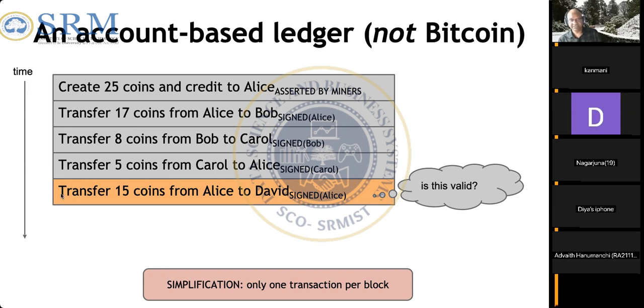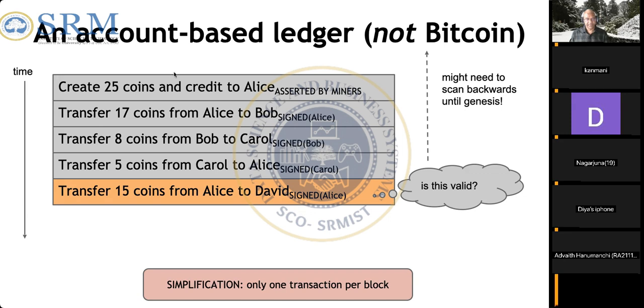So when we get to this transaction, Alice has only 13 coins to her credit, but she is trying to create a transfer of 15 coins from Alice to David, which is not valid, right? But the main point I want to make here: let's understand how we verified this one. Of course, this transaction is not valid, but how did we arrive at the conclusion that this transaction is not valid? How did we check it?